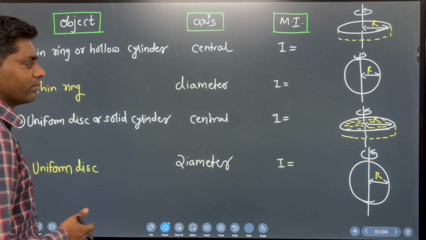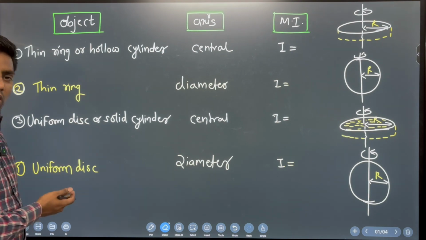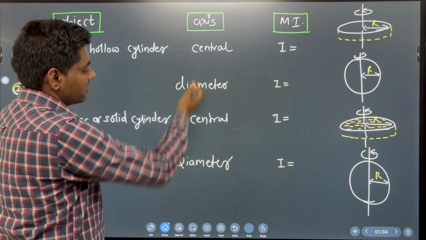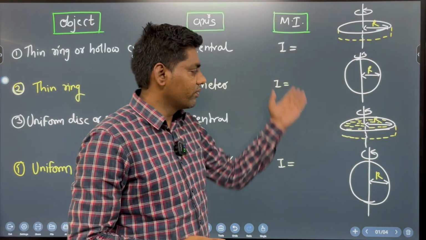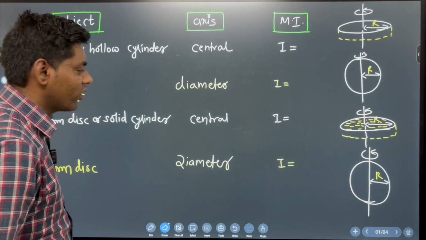So let's start. So now here we have to remember the 10 formulas of moment of inertia for different objects. So now the axis, this is the axis, and now here we have to remember the formula, write down the formula, and this is the shape. So now we go one by one.